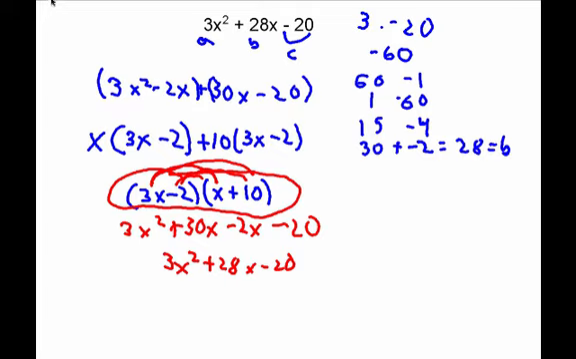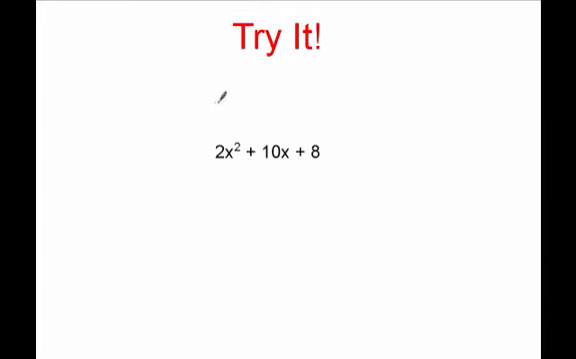So your try it problem for tonight is to factor the expression 2x squared plus 10x minus 8.